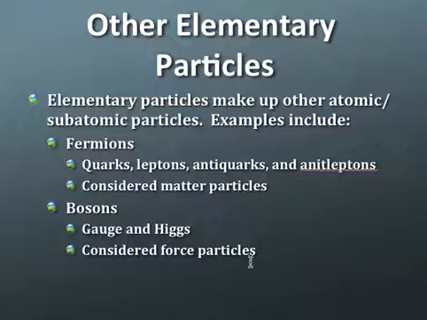All right, and of course there are other particles in the atom, not just our three fundamentals, but other elementary particles as well. We have fermions, which include quarks, leptons, antiquarks, antileptons, and all of these are considered matter particles. And then there are bosons, gauge bosons, and the Higgs boson, which is fairly new, and these are all considered force particles. So each of these fermions and bosons gives characteristics to the atom itself. The fermions give things matter, or mass, and our bosons give us force.